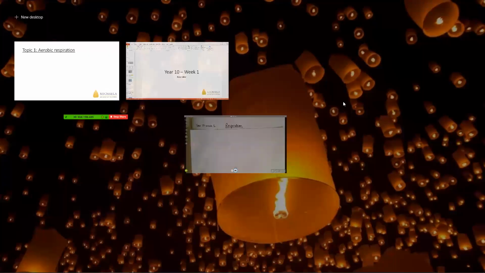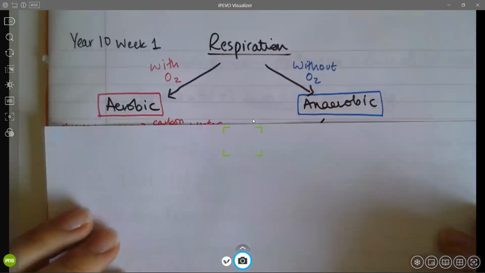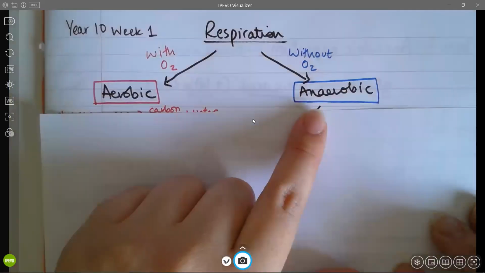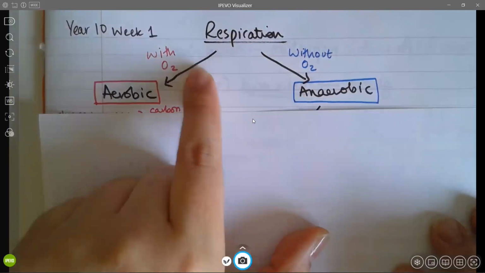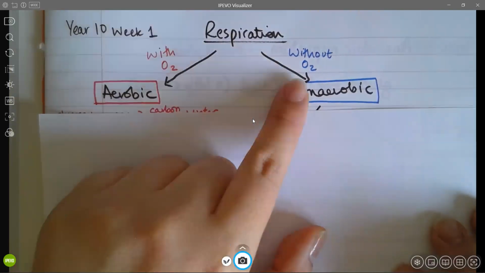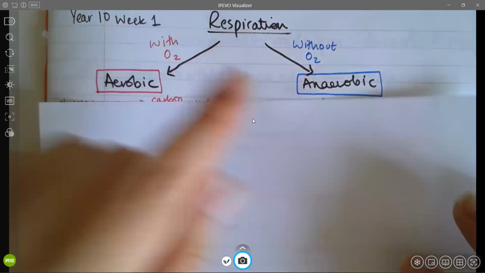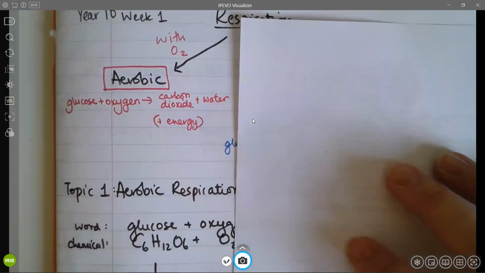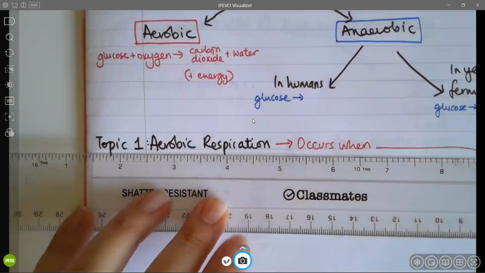If I move on to my visualizer, then you can see here. So respiration. There are 2 types of respiration that you will know: aerobic respiration and anaerobic respiration. Aerobic respiration happens when there is oxygen. Anaerobic happens when there's not any oxygen. And we're going to start off with this side first, looking at aerobic respiration. So make sure that you have your topic, aerobic respiration, and you have underlined your topic.